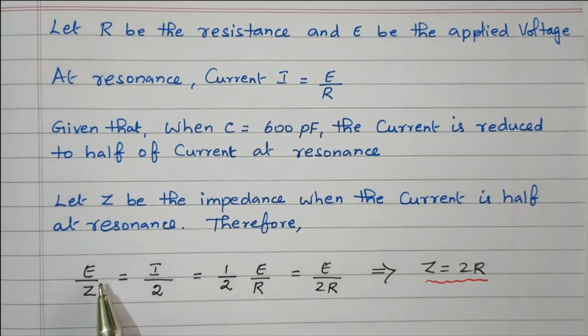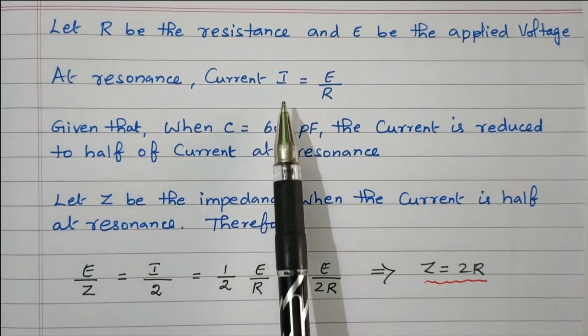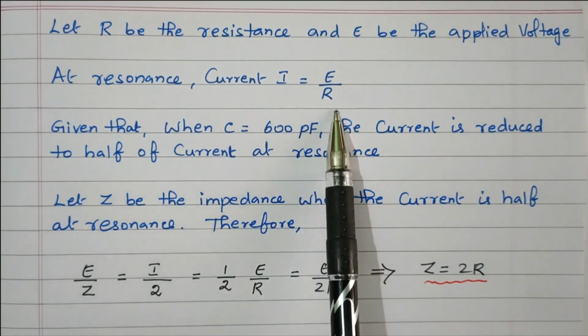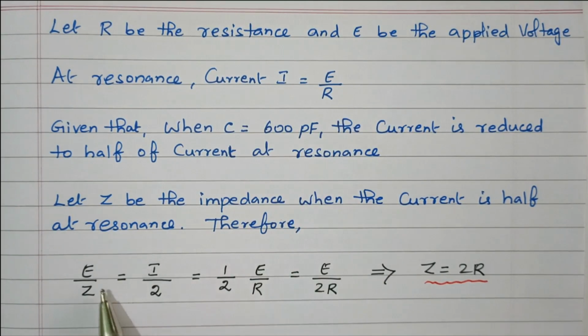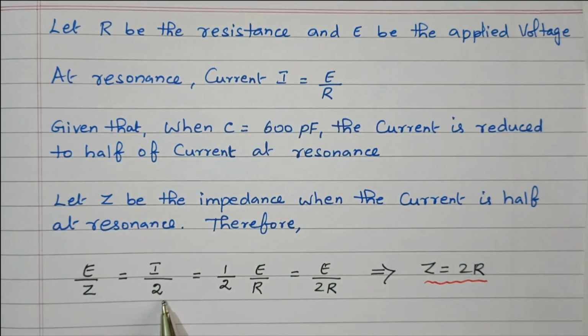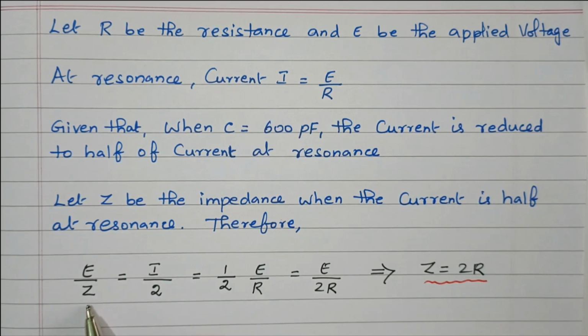Right. So what is the formula here? The basic formula is I equal to E divided by R. At this condition, the current becomes half, so I by 2 is equal to 1 by 2 E divided by R. So Z can be written as 2R. So it is E divided by 2R, and both are the same. Z equal to 2R.